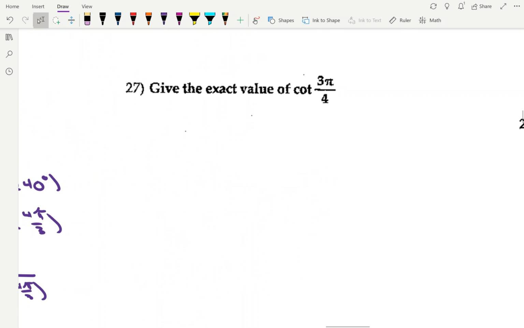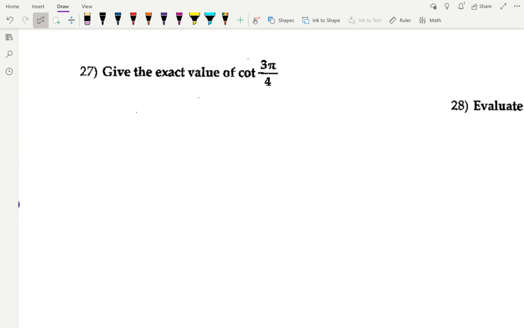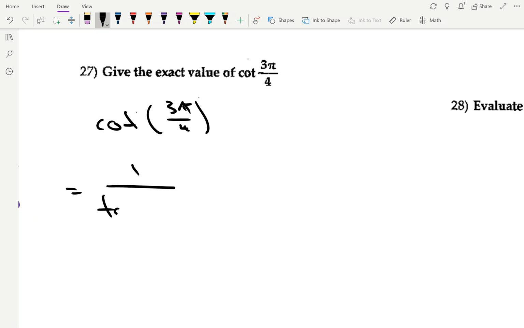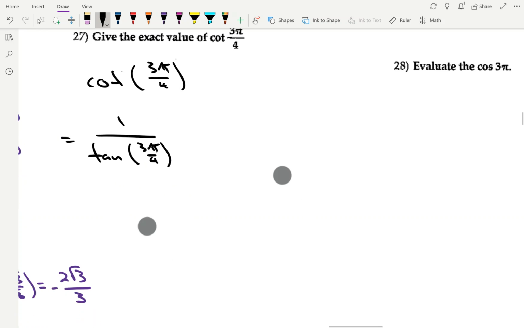All right, cotangent of 3 pi over 4 is just ridiculous. Here we go. So we know it's already in the nice form we like, 3 pi over 4. So what is cotangent? You could do it several ways. Cotangent is 1 over tangent of 3 pi over 4. Now be careful, this can get kind of messy here, but let's go ahead and do it.